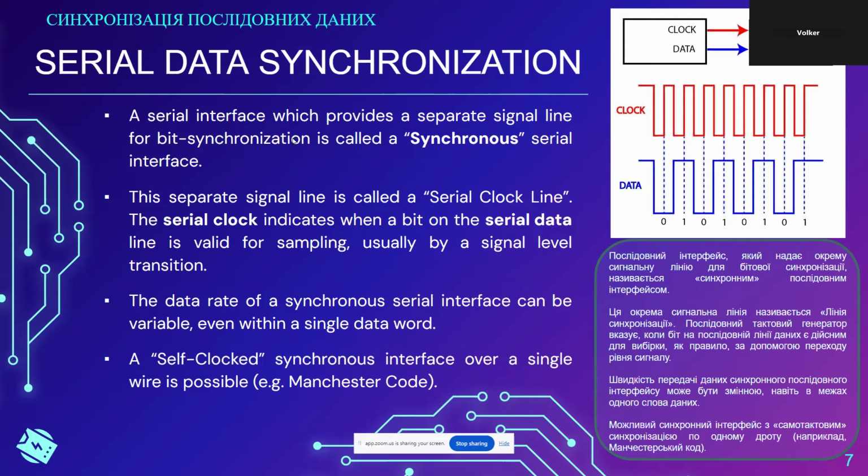In the image here, you can see the clock and the data signal. In this case, a rising clock signal is indicating when the data is valid. It doesn't have to be a rising clock signal. This is just an example in the image. It could also be a falling clock signal. The separate signal line is called the serial clock line. The serial clock indicates when a bit on the serial data line is valid for sampling, usually by a signal level transition. That is the edge, in this case the rising edge from low to high.